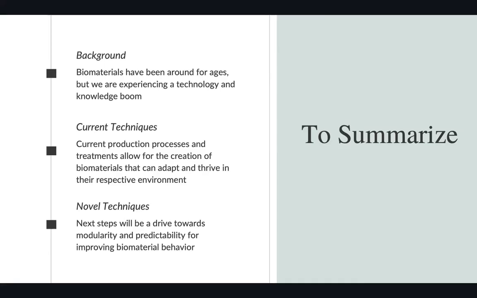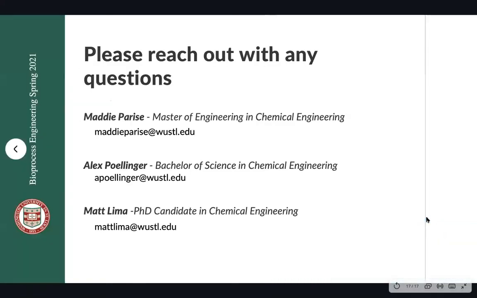And then just to run through a quick summary, we first went through the background material and learned that biomaterials have been around for ages, but we are currently experiencing a technology and a knowledge boom. Then we went through current techniques and the current production processes and learned that they allow for the creation of biomaterials that can adapt and thrive in their respective environments. And then we went through novel techniques and learned about next steps and the fact that there will be a drive towards modularity and predictability for improving biomaterial behavior.